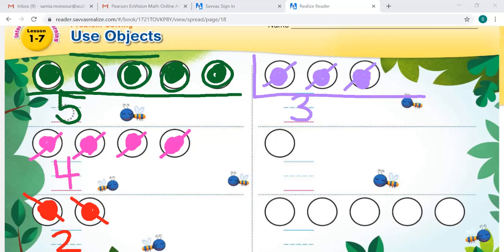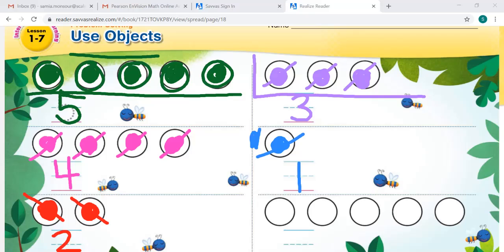Good job. All right, let's look at this one right here. Put our counter in here. How many counters do I have? This is an easy one, right? 1. So how many do I have there? 1. 1 counter. Good job.